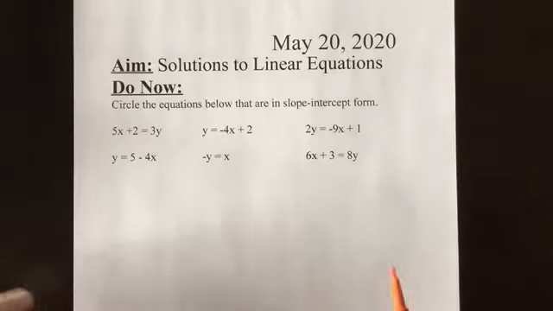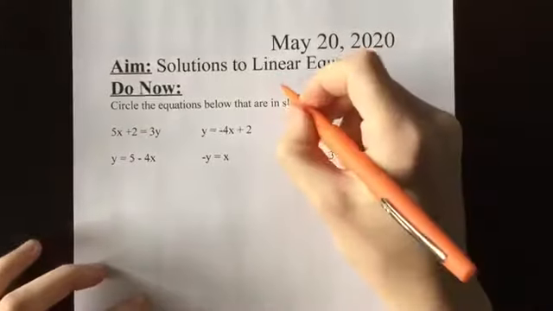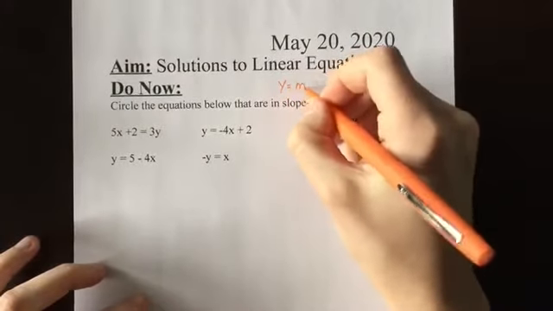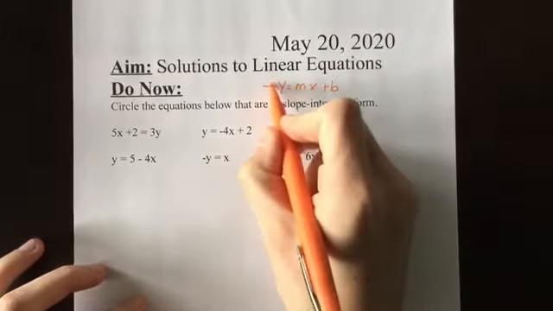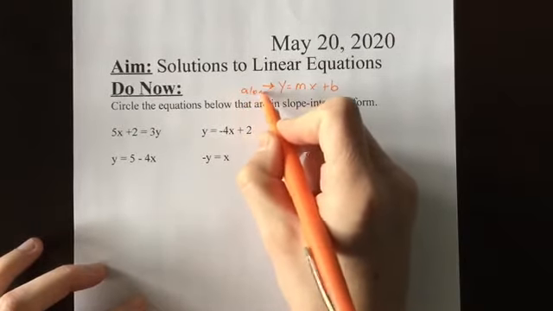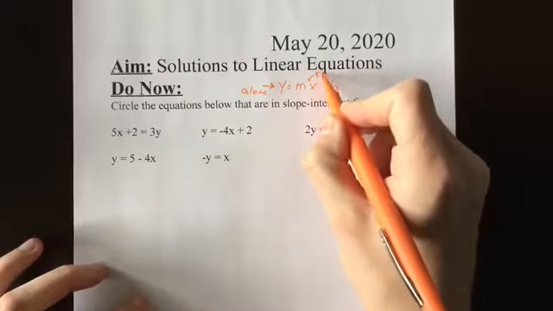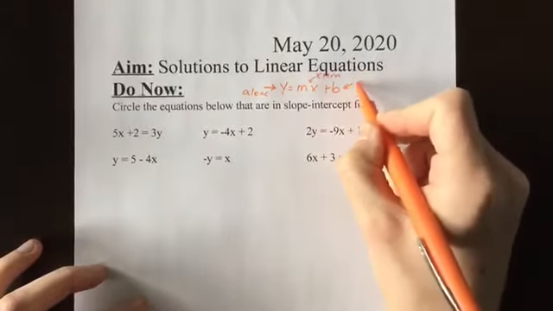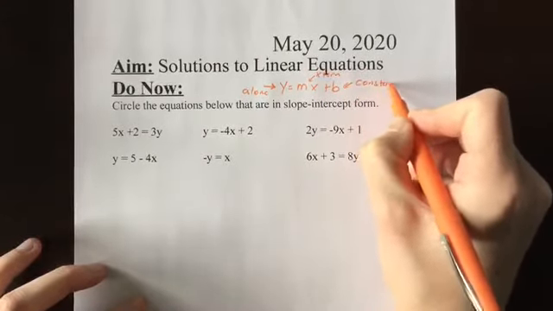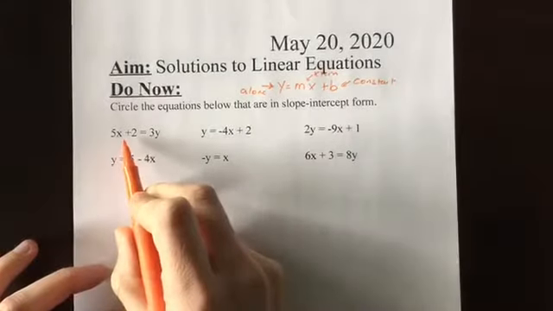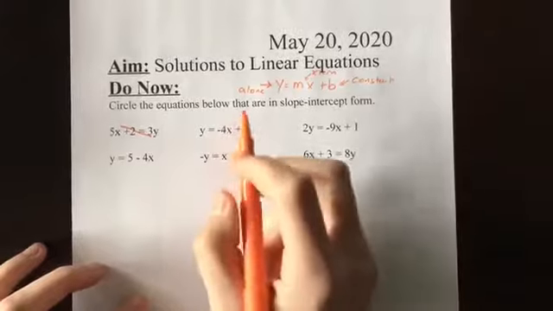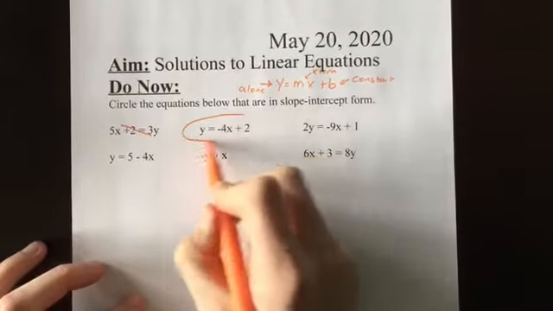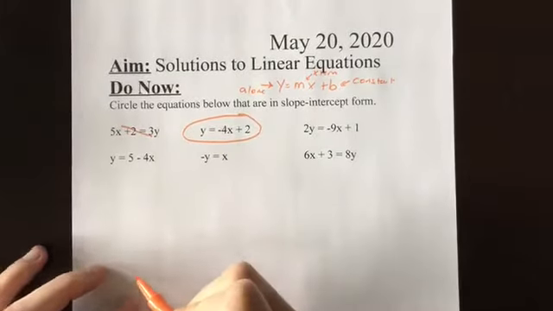On today's Do Now, we're being asked to circle the equations that are in slope-intercept form. So we want to remember that slope-intercept form is y equals mx plus b, where we have the y alone, our x term, and then the constant. Okay, 5x plus 2 equals 3y. Nope. Y equals negative 4x plus 2. Yes, that's in slope-intercept form.